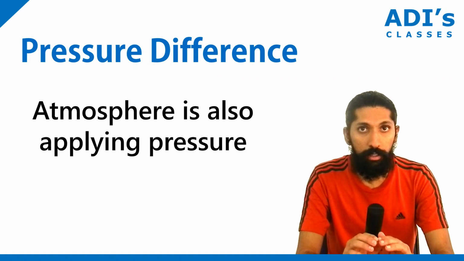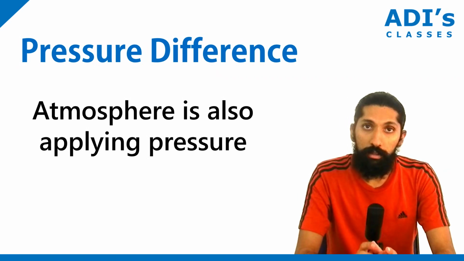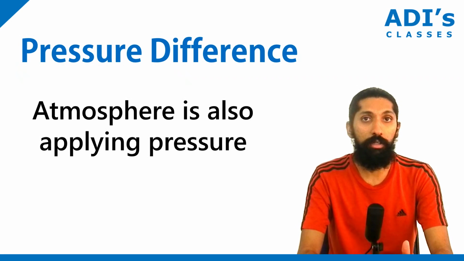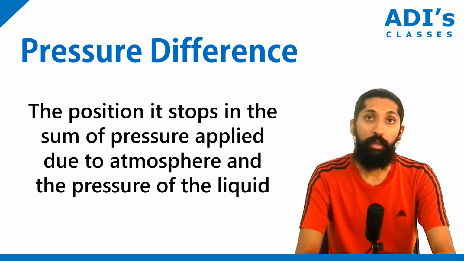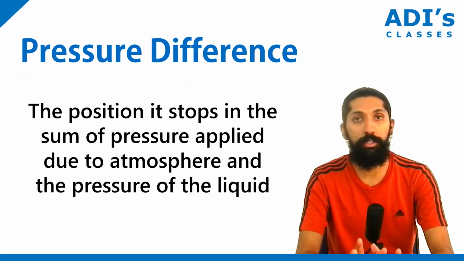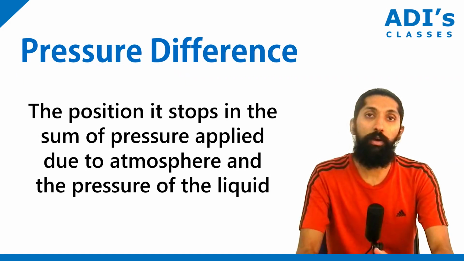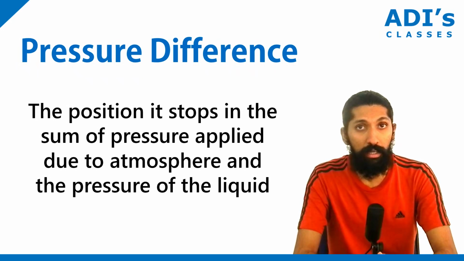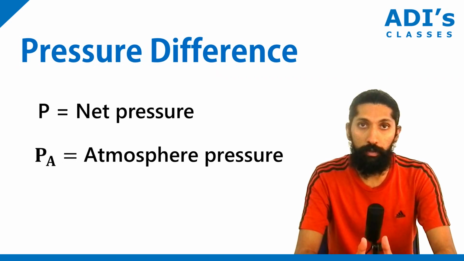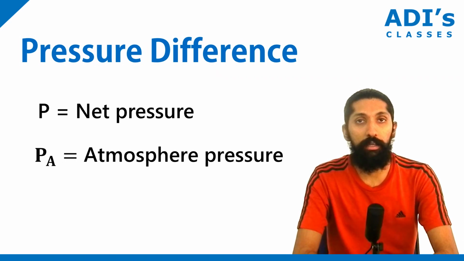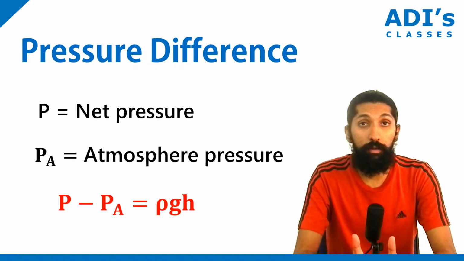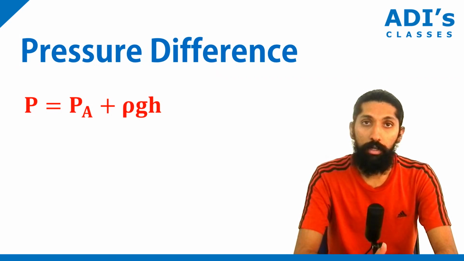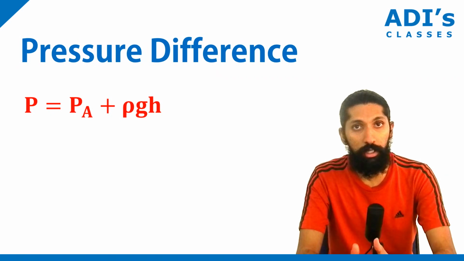Now, wherever that liquid stops, that point has a pressure equal to the pressure of the atmosphere, along with the pressure of the liquid. P is the net pressure, and PA is the atmospheric pressure. Now what you get is P minus PA is equal to rho GH. We call this the gauge pressure. So we get P is equal to PA plus rho GH.